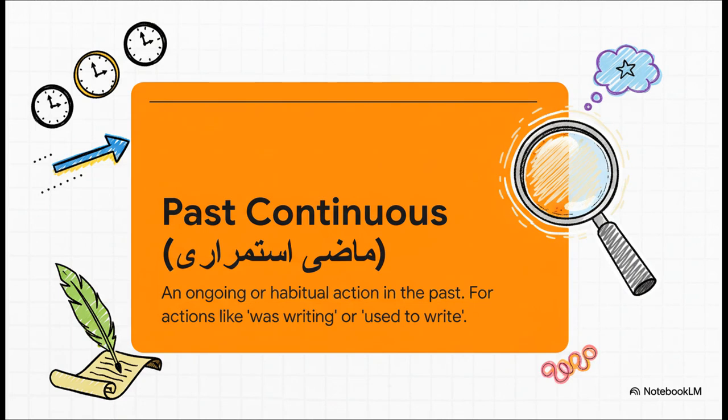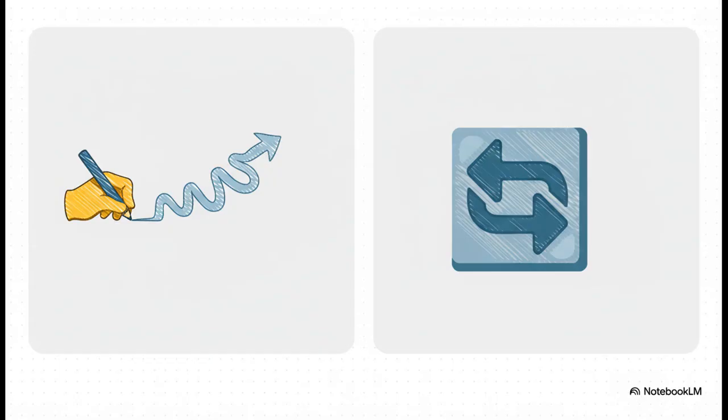Okay, next up is the past continuous or madi istimrari. Now, this tense is so useful. It's for things that were ongoing or were a habit in the past. It's how you'd say something like, he was writing all day, or he used to write poems back in college. It's about duration.